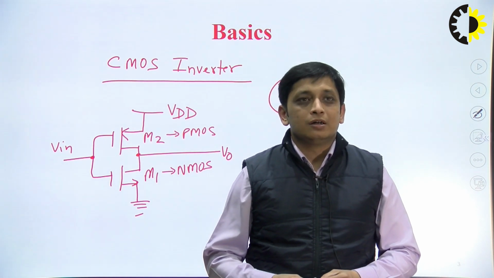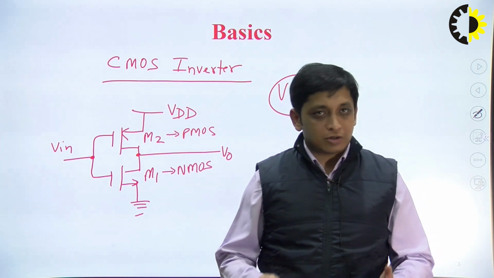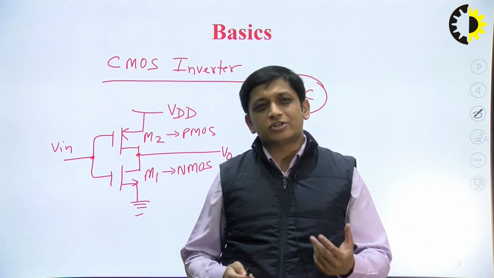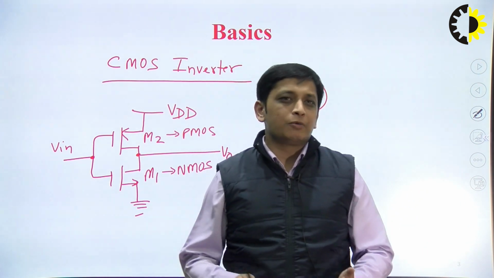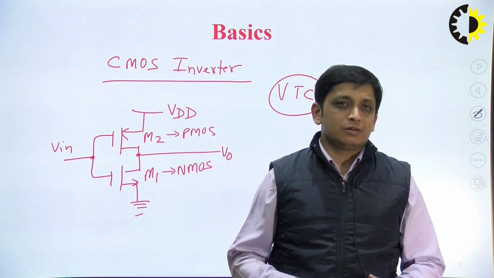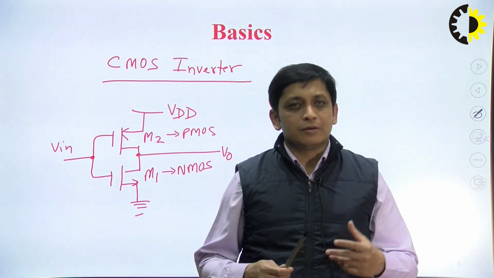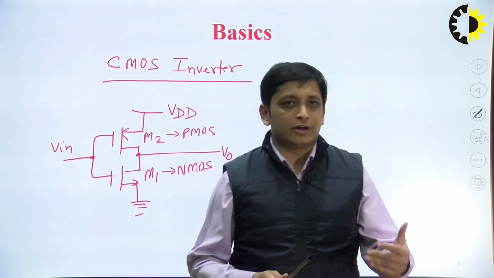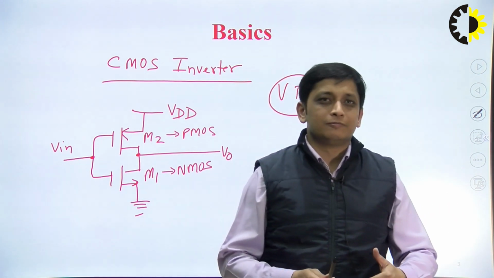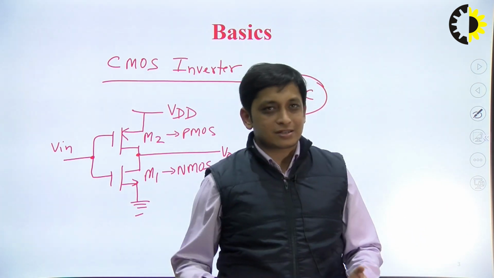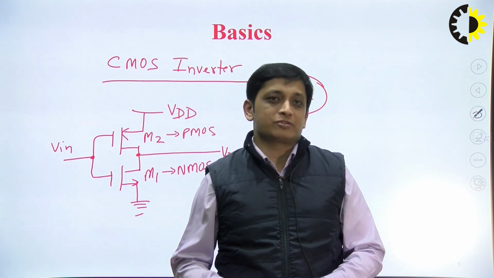Now, if I draw the general structure of CMOS for any Boolean algebra, then we can imagine that there will be two kinds of networks. One network will consist of NMOS transistors and another will consist of PMOS transistors.